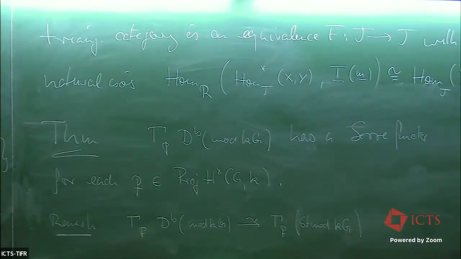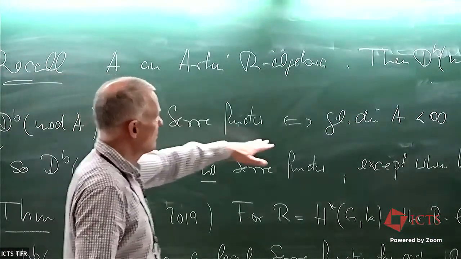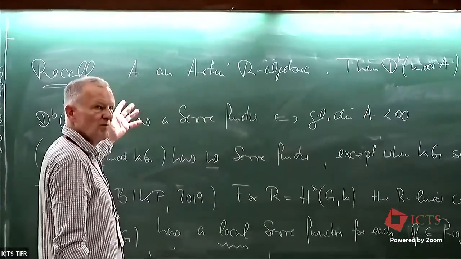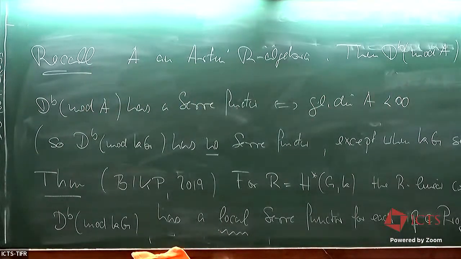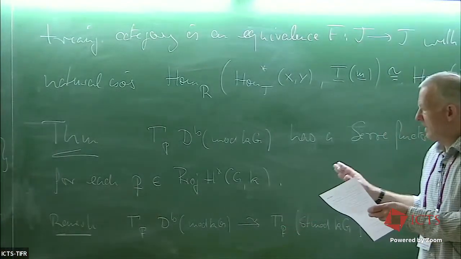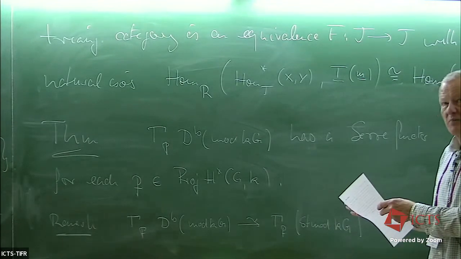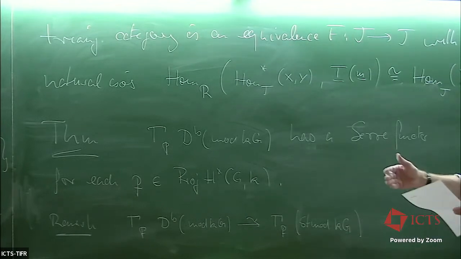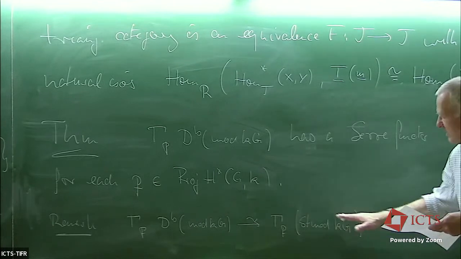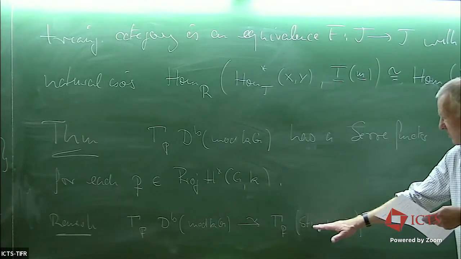The result here was that for a finite dimensional algebra, we have for the bounded derived category in general no Serre functor, only if the global dimension is finite. So we don't have one for the full bounded derived category, but as soon as we localize with respect to a prime, we get Serre functors. Because we localize away with respect to a non-maximal prime, we also kill the projective modules, because they are supported at the maximal prime, and therefore we could equally well localize the stable module category.